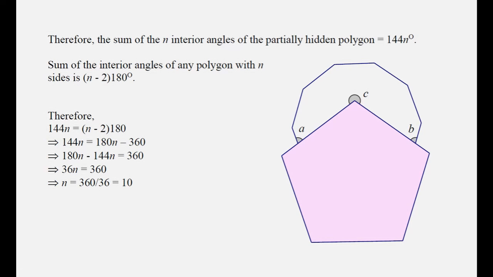So, let's solve for n. What we have here is 144n is equal to 180n minus 360, and if you do a little bit of symbol manipulation, you're going to get 180n minus 144n is equal to 360. 180 minus 144 is 36, so I have 36n equal to 360. Therefore, n is 360 divided by 36, or 10. So the hidden polygon has exactly 10 sides.